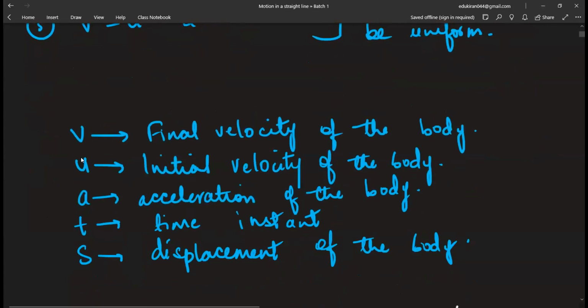So V, U, A, T, S. S is the displacement. T is the time instant. A is the acceleration. U is the initial velocity. V is the final velocity. So these three equations only we'll be using.